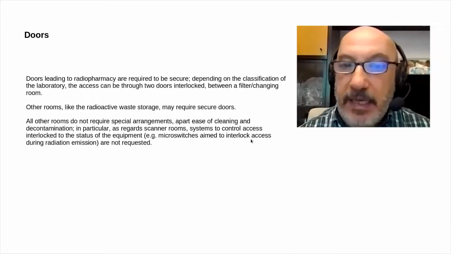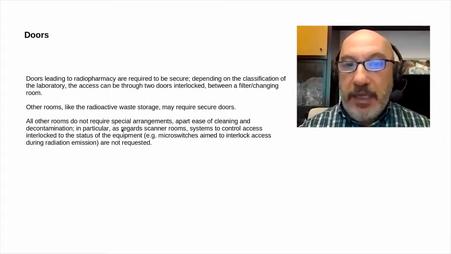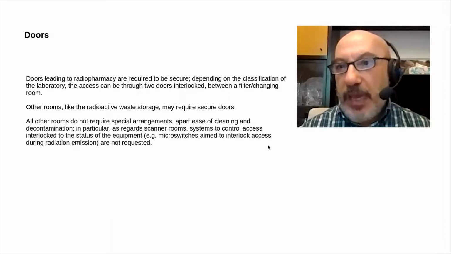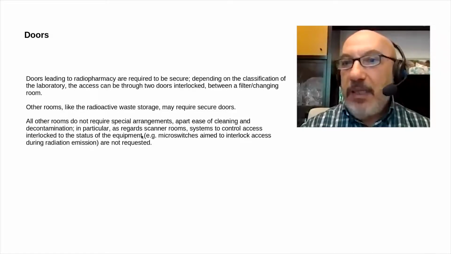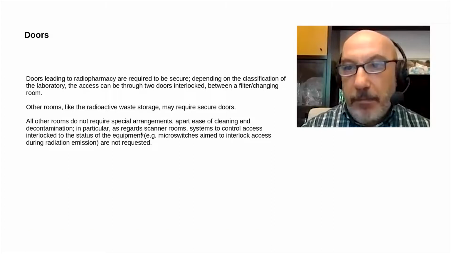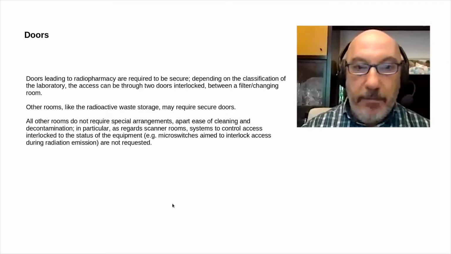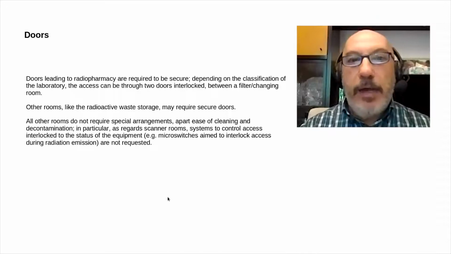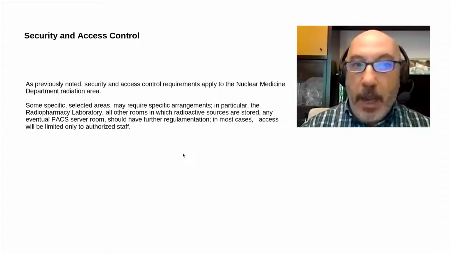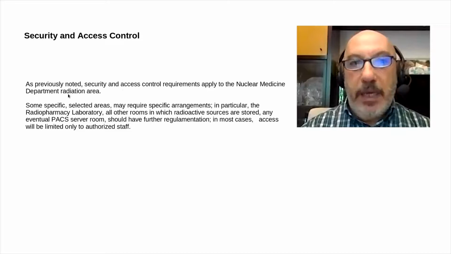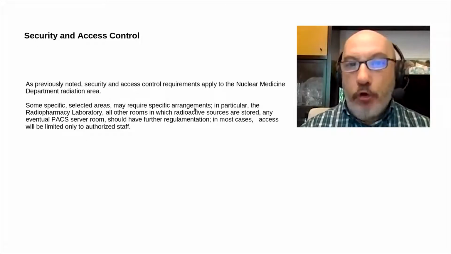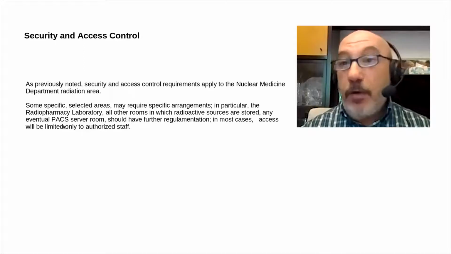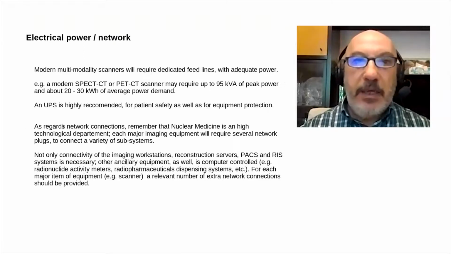Please note that in international recommendations, there is not the requirement to have microswitches in order to interlock the status of the doors in function of the emission of radiation or less. This may be required at a national level, but is not recommended by the ICRP nor by the IAEA as strictly necessary. I have already commented on this point on the security of access that may apply not only for security of sources, but also for security of information, like in the case of PACS servers, etc.